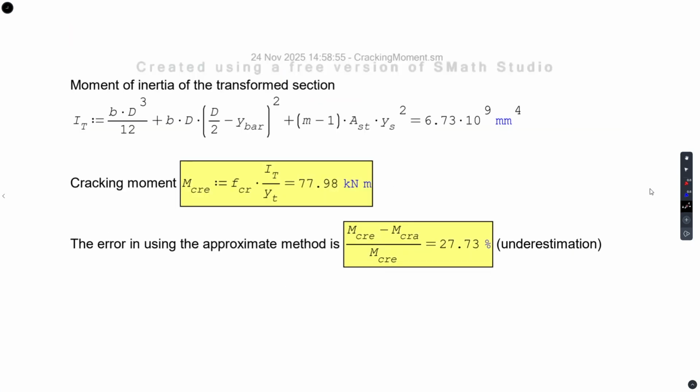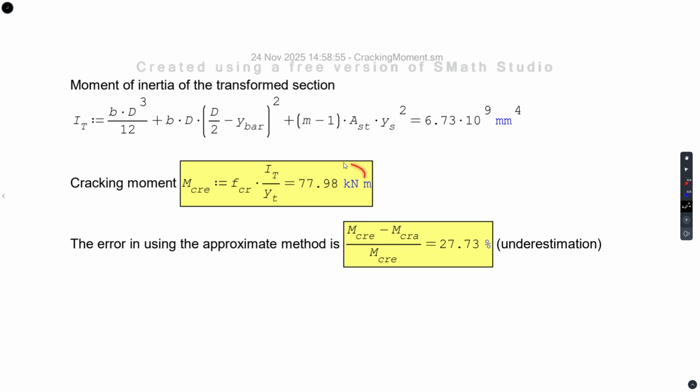So, now we are in a position to calculate the moment of inertia, which is BD cube by 12 plus, using the parallel axis theorem for the concrete, and then this is for the steel converted to concrete. This is what you get. And then the cracking moment is FCR into I by Y, that is it. So, that is 77.98 kilonewton meter.